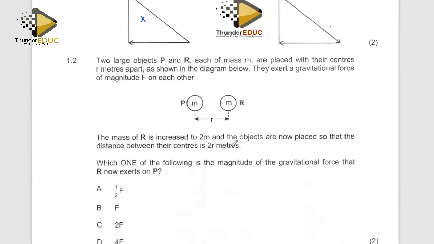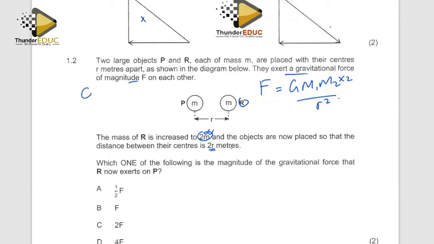1.2, we have 2 large objects P and R, each with mass M, and placed between the centers R meters apart. They exert a gravitational force, which is M. So we know that the formula for the gravitational force is G, mass 1, mass 2, over R squared. But then they're telling us that the mass of the second one is increased to 2m, okay? So you're going to have a 2m, which is like a times 2 there. And then the distance is now increased to 2r, okay?